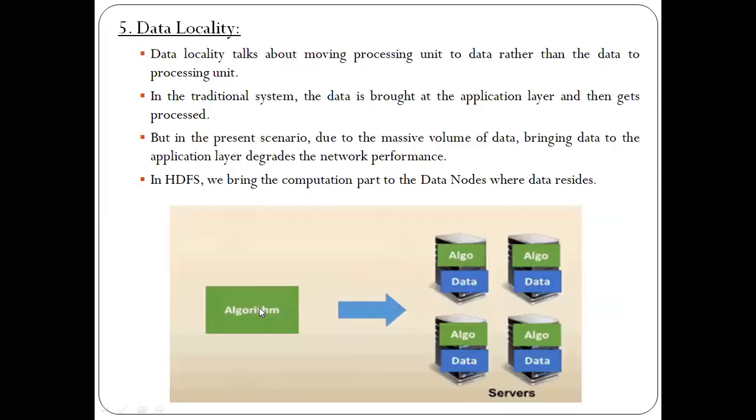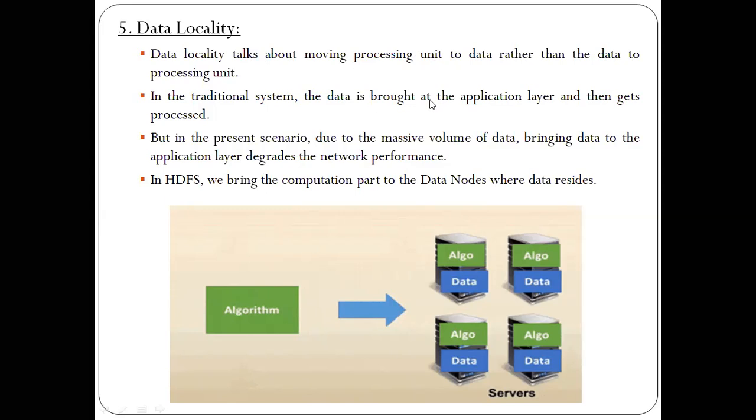And the next feature is data locality. You can observe here, usually data locality talks about moving the processing unit to the data rather than data to the processing unit. Usually the concept behind processing is that data is taken from memory into the processor or ALU for processing, right? But HDFS uses the concept of taking the algorithm or processing to the data where the data is present.